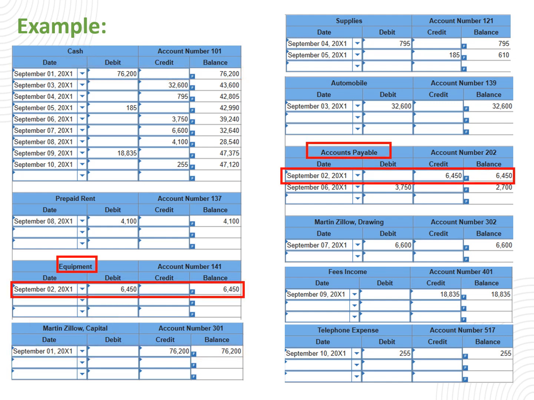To post the second transaction, we go to the equipment account, we enter the date, and we enter the debit of $7,050. Then we calculate the new balance. Next, we'll go to the accounts payable account and we enter the date, enter the credit of $7,050, and calculate the new balance.